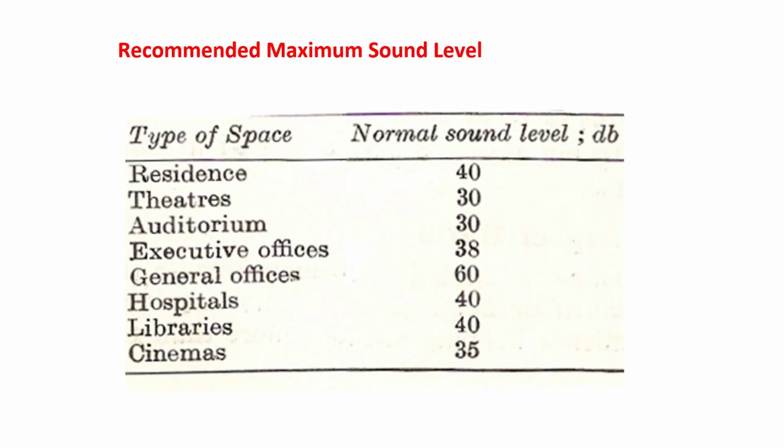Friends, this chart shows recommended maximum sound level for different types of premises, some of which we have already discussed, but let us take once again. In residence, normal sound level should not exceed 40. In theater, 30, auditorium 30, executive offices 38, general offices generally more, up to 60. In hospital, it has to be kept low, up to 40 level. So is library. In cinema, it has to be lower.